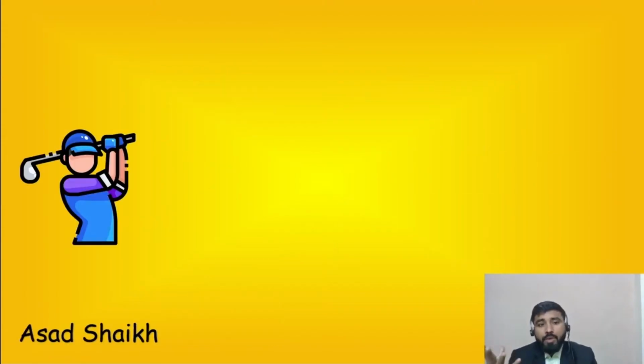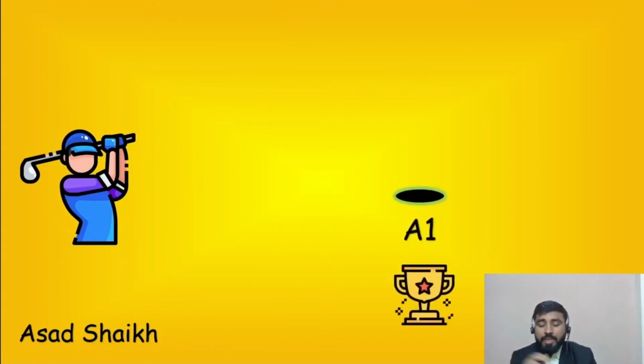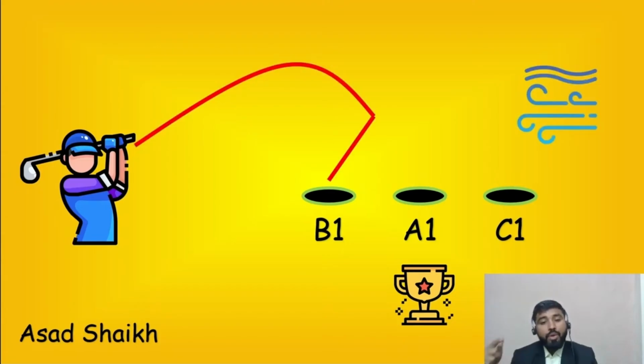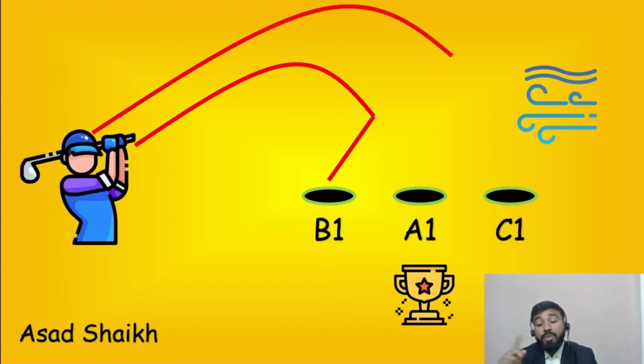I would give you a golf example to make that point. If you see here, I need to reach point A1, which is the winning point, and you have B1 and C1, two different points for hitting the golf ball. Whenever I hit a ball to reach A1, there is wind which acts and causes my ball to fall in B1. So what is an engineer's mind here? You can't control the wind, but you can definitely control your stroke and your ability. So what do you do? You aim for C1.